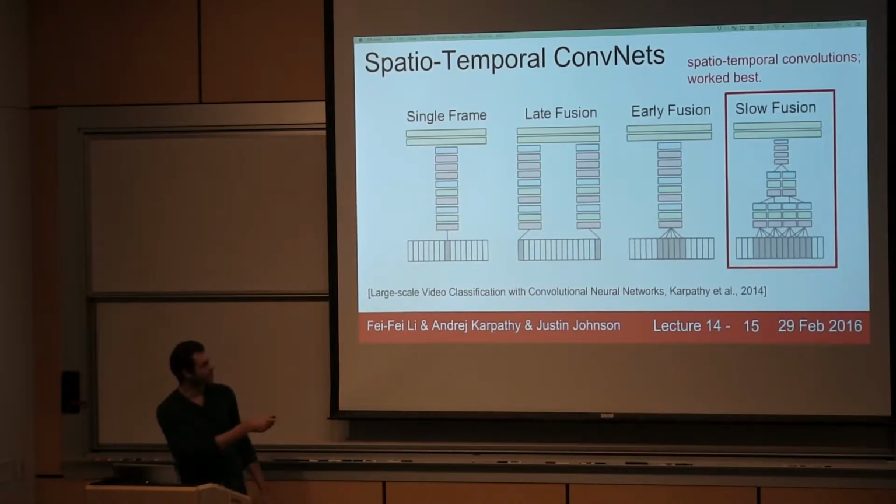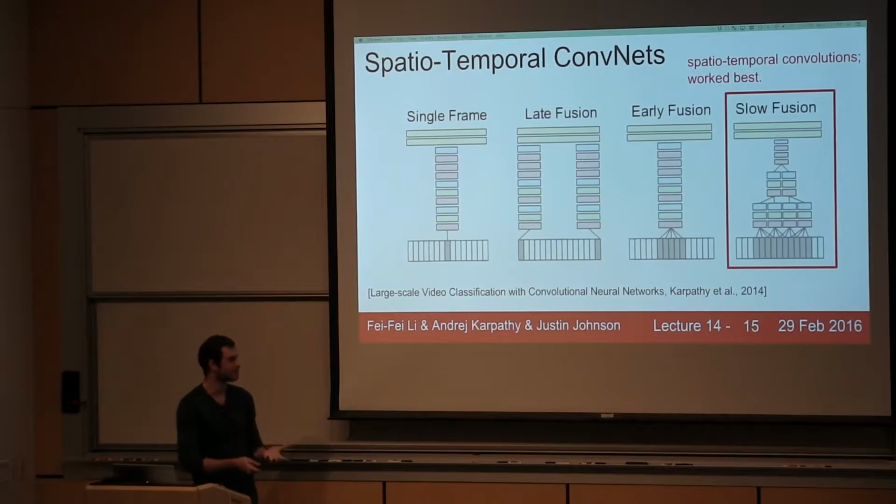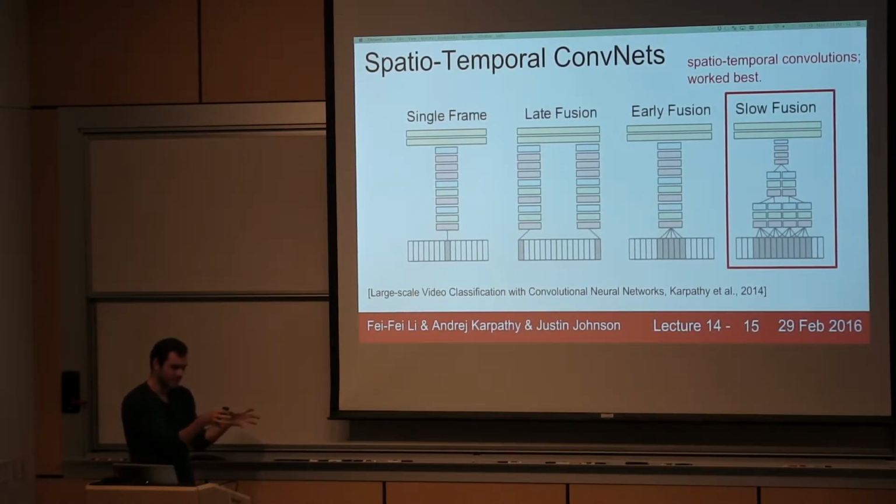The model on the very right that we called slow fusion is the same idea that I've presented so far. These are three-dimensional convolutions happening in both space and time. That's slow fusion, as we refer to it, because you're slowly fusing this temporal information, just as before we were slowly fusing the spatial information.